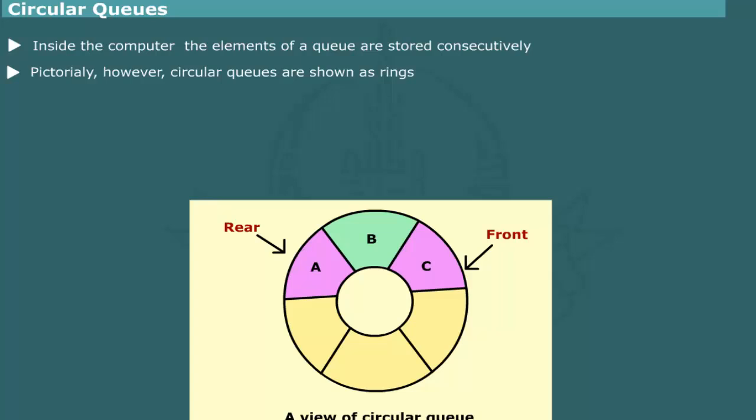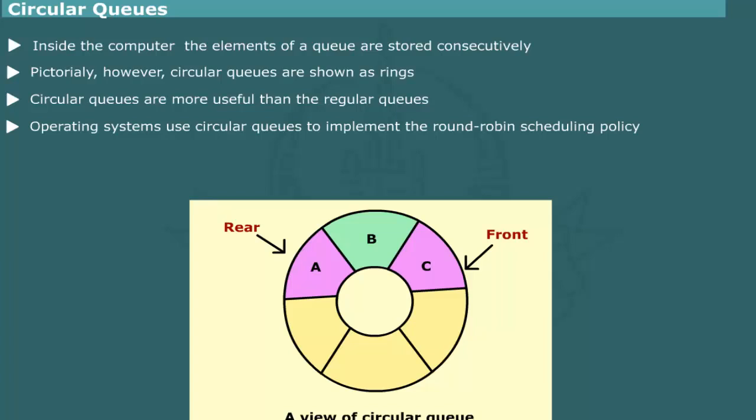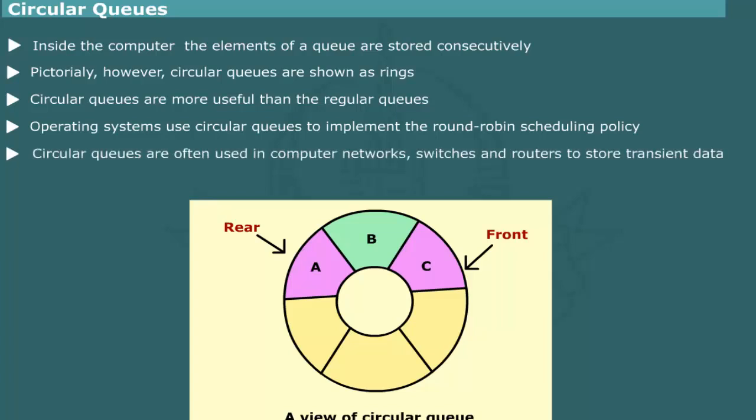In practice, the circular queues are more commonly used than the linear queues. Operating systems use circular arrays to implement the round-robin scheduling policy for process management. In computer networks, switches and routers use circular queues to store and forward packets of information.